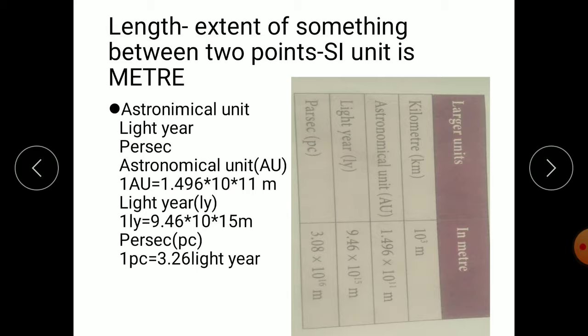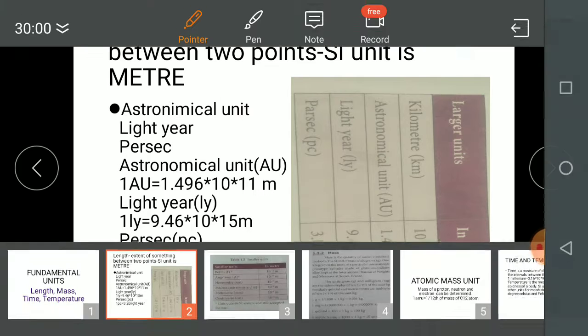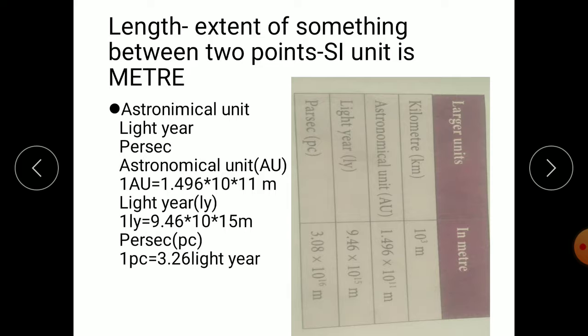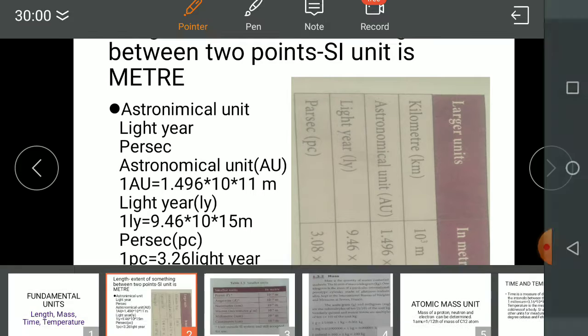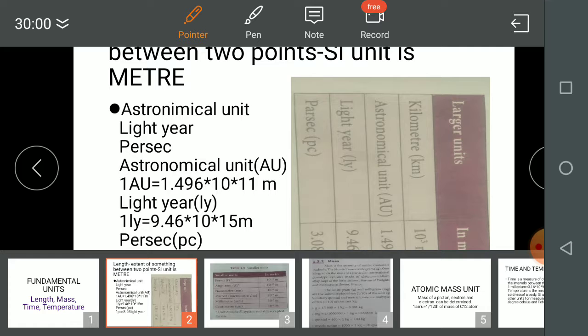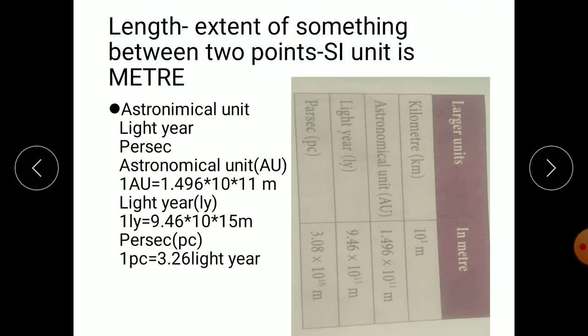So the larger distances are termed as follows: astronomical unit, light year, parsec. In astronomical units, its symbol is AU. It represents the distance between the center of the sun and the center of the earth. 1 AU is equal to 1.496 into 10 to the power 11 meter.